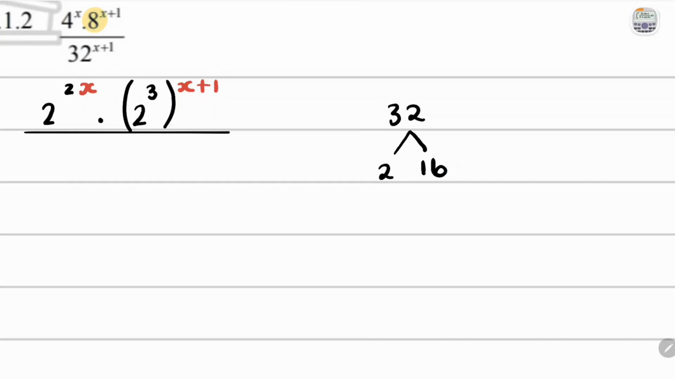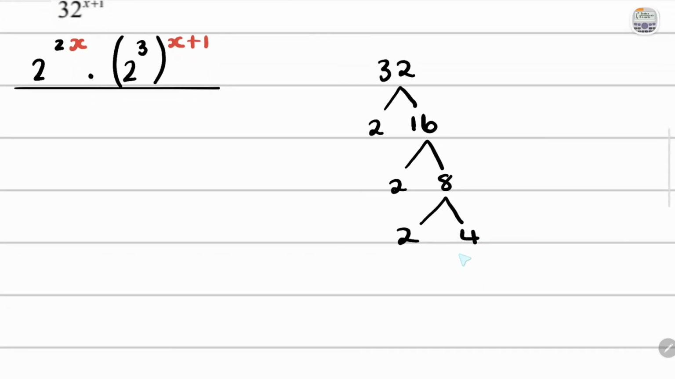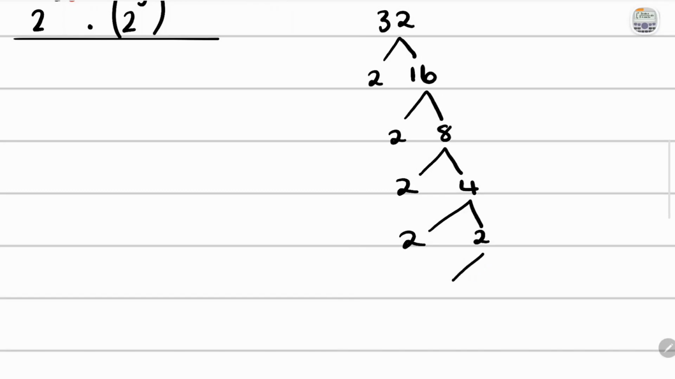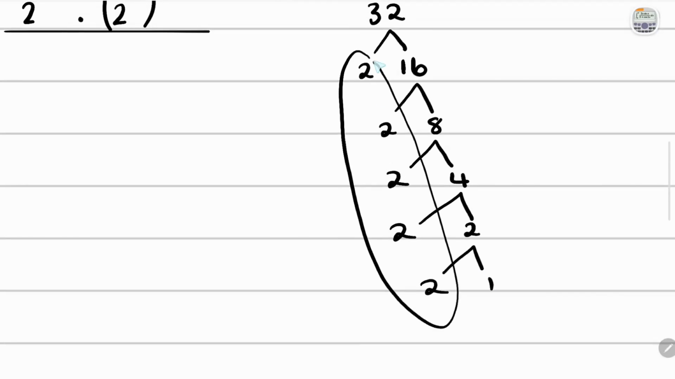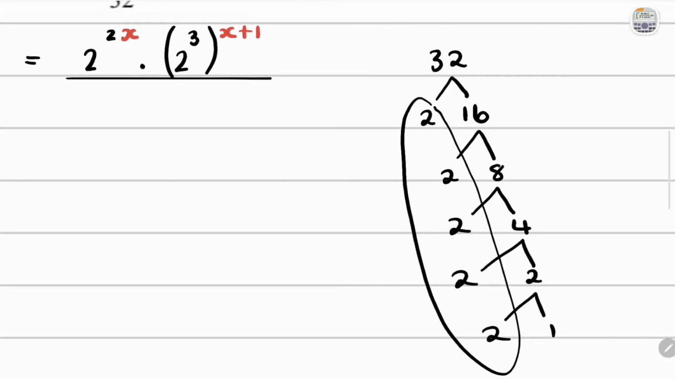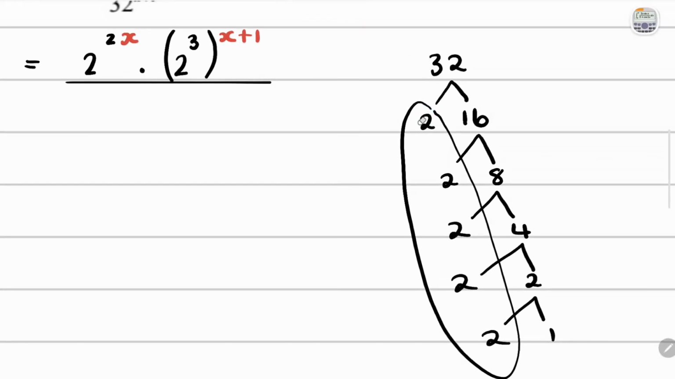Then 16 can be divided by which prime factor? 2 again. So divide it by 2 and you get 8. Again, 8 can be divided by 2 and you get 4. 4 can be divided by 2 and you get 2. And 2 can be divided by 2 and you get 1. And these are going to be what our base should be. So it's 2 times 2 times 2 times 2 times 2, 5 times basically. So 2 to the power of 5 is what gives you 32.